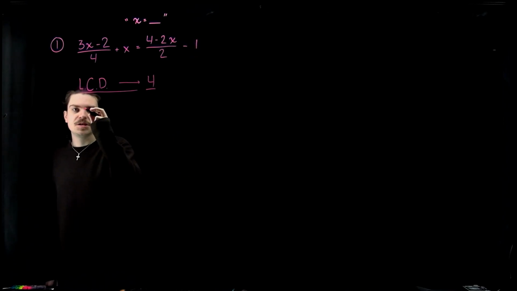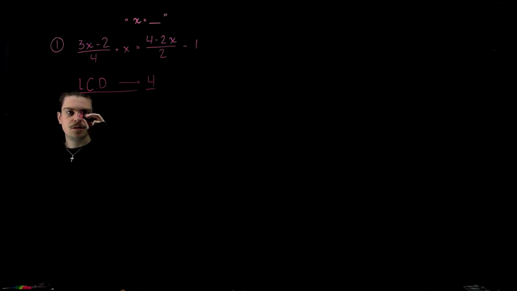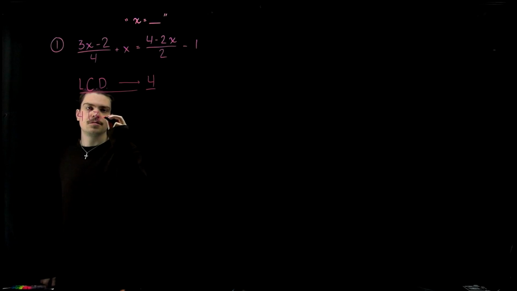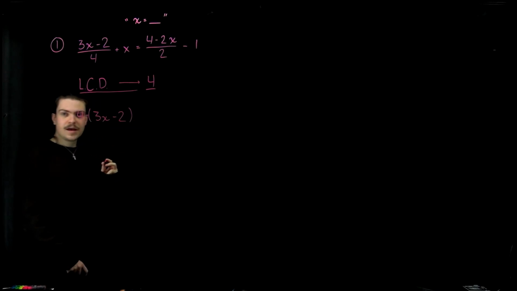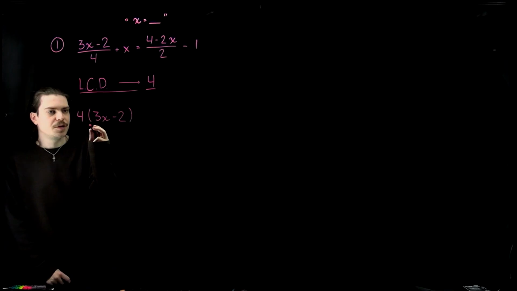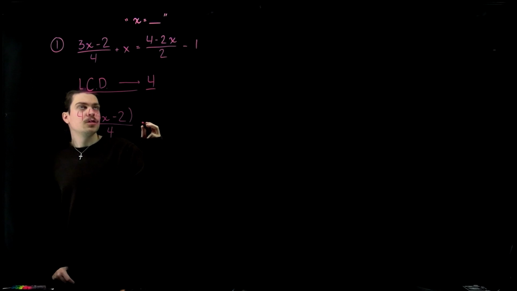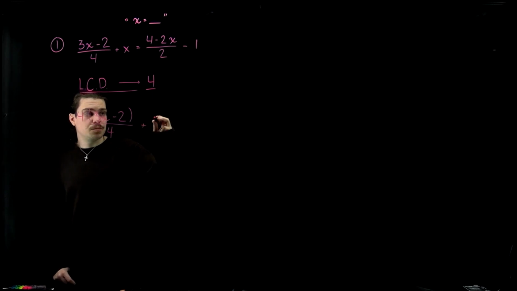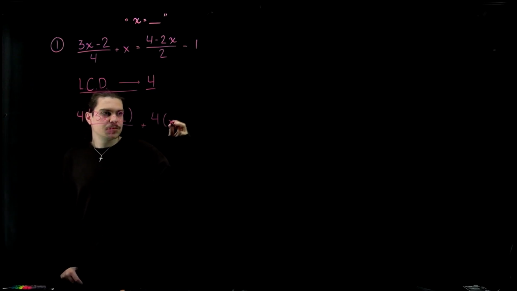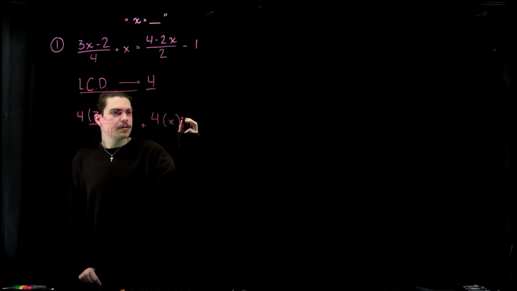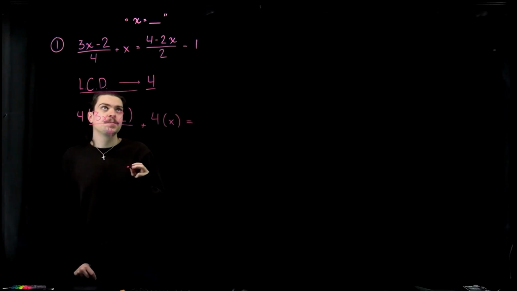So, I'll go ahead and get started with this first term. I'll take 4, and I'll multiply that here, 3x minus 2. Remember, we're multiplying the entire term, so here I've gone ahead and added some parentheses so you can see that a little better. This whole thing was over 4. We also have our plus x, but we have to remember we're multiplying everything by 4. So we have 4 times x. We'll have our equal sign here.